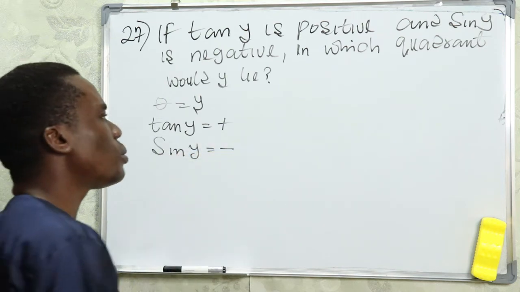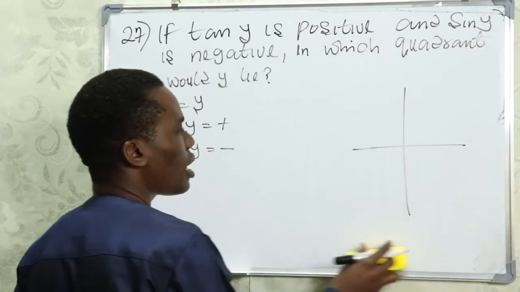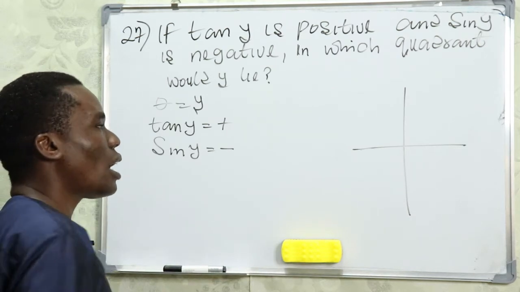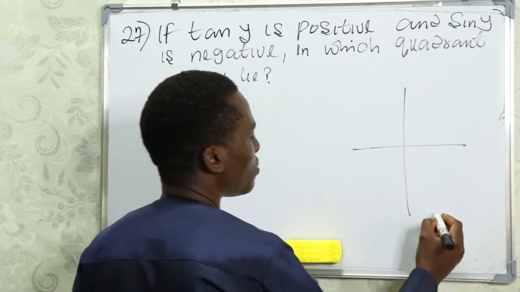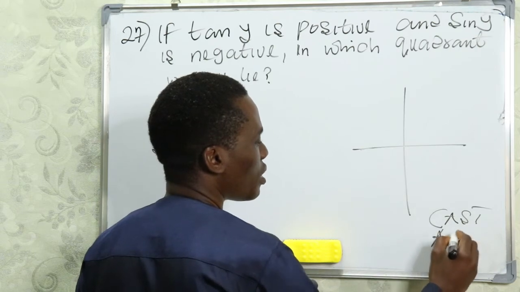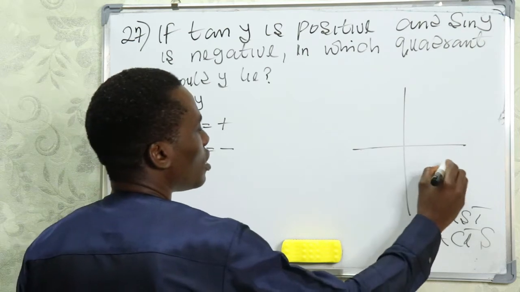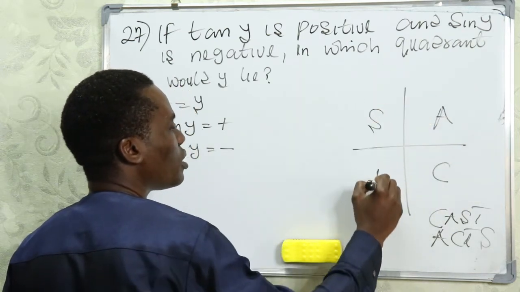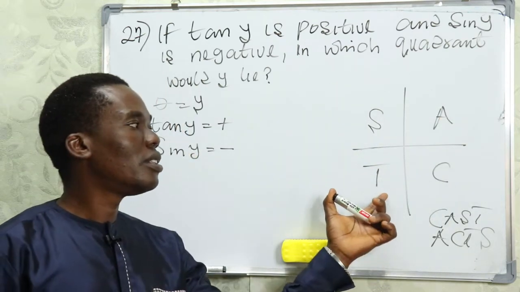Now in trigonometry we have 4 different quadrants, and we use an acronym to identify each of the quadrants and which of these angles are positive or negative in any quadrant. We have the CAST and we have the ASTC. If you are going clockwise, you have the CAST. But if you are going anti-clockwise, you have the ASTC.